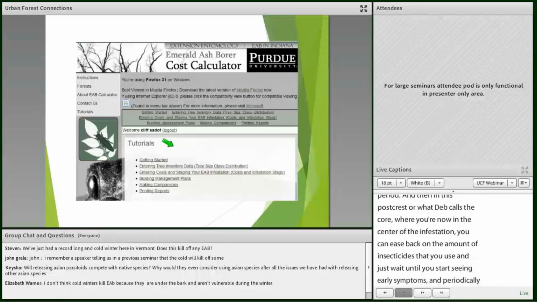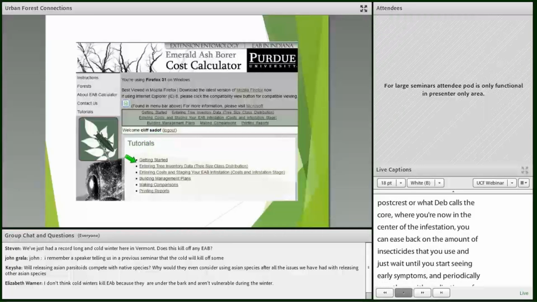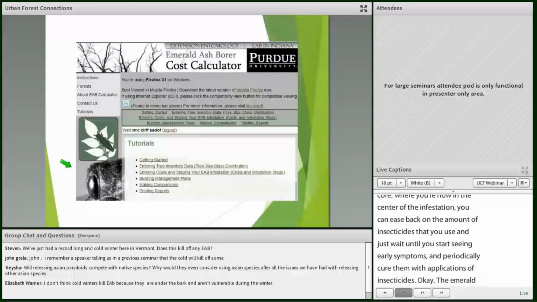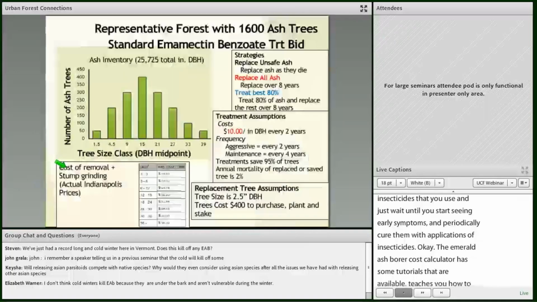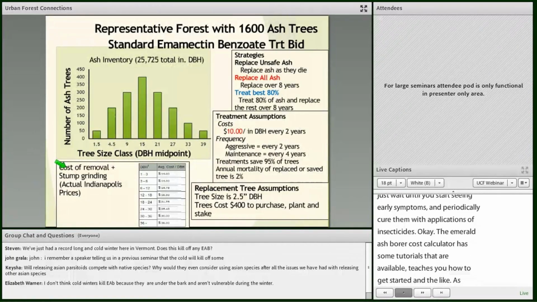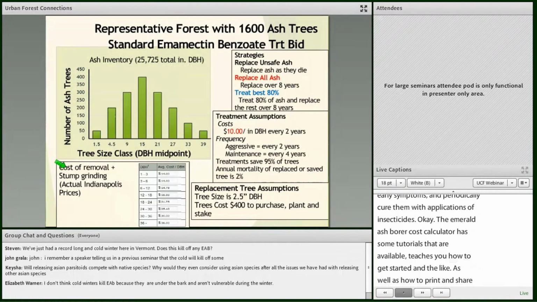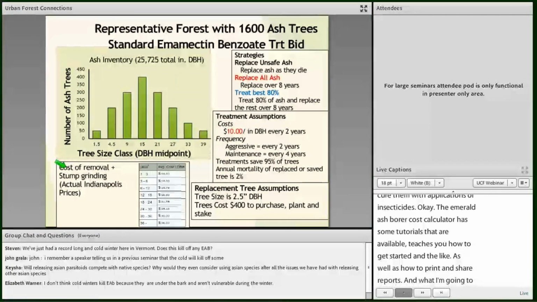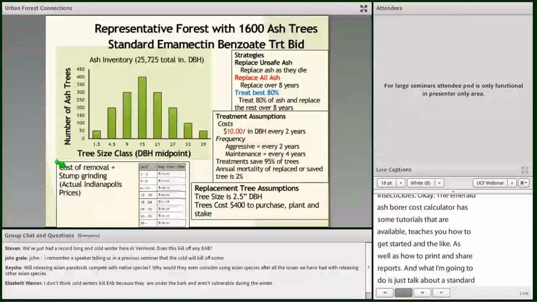Okay. So the Emerald Ash Borer cost calculator has some tutorials available. It teaches you how to get started and the like, as well as how to print and share reports. And what I'm going to do is just talk about a standard forest. This is sort of a made-up forest that I'm going to plug through the Emerald Ash Borer cost calculator.